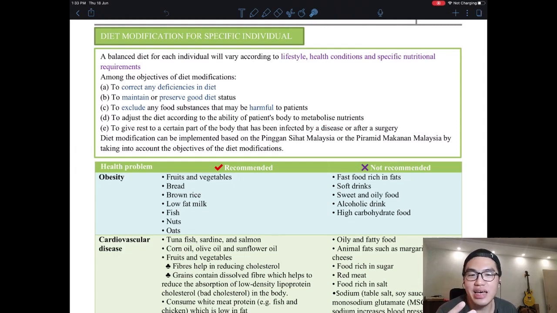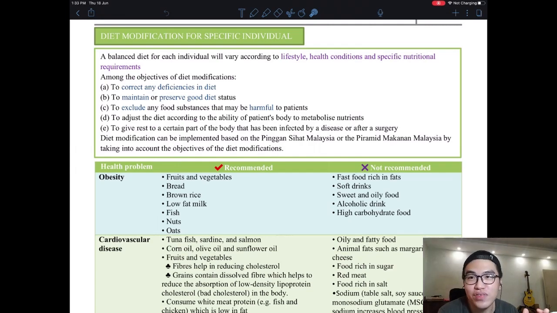Let's say you are unable to digest something or absorb something, then we have to eliminate that from your diet. And then to give a rest to a certain part of the body that has been infected by disease or after a surgery. So this is mainly to deal with people who are recovering from a disease. And then diet modification can be implemented based on the Pinggan Sehat Malaysia or Pyramid Makanan Malaysia, by taking into account the objectives of diet modification.